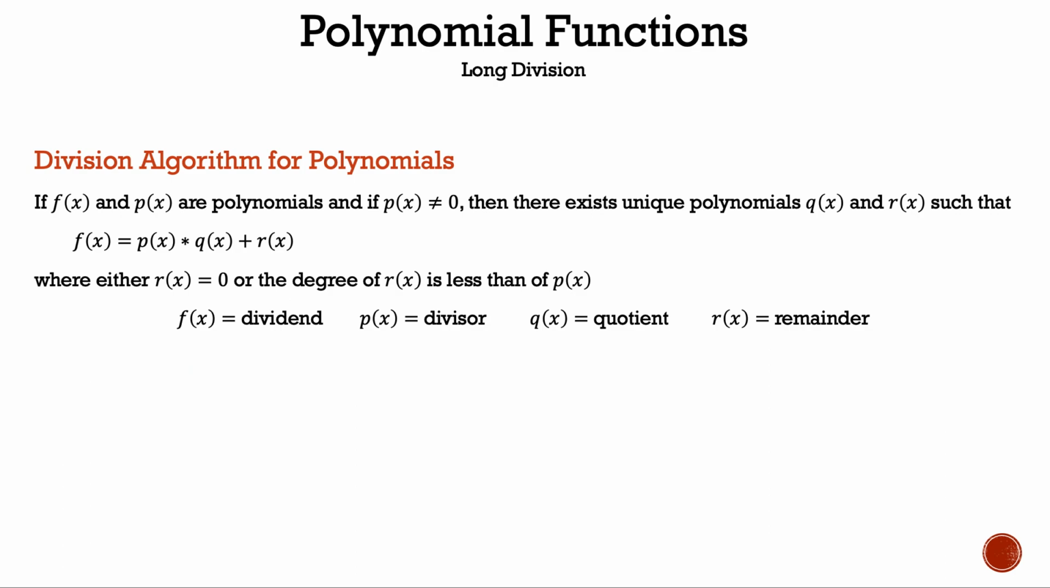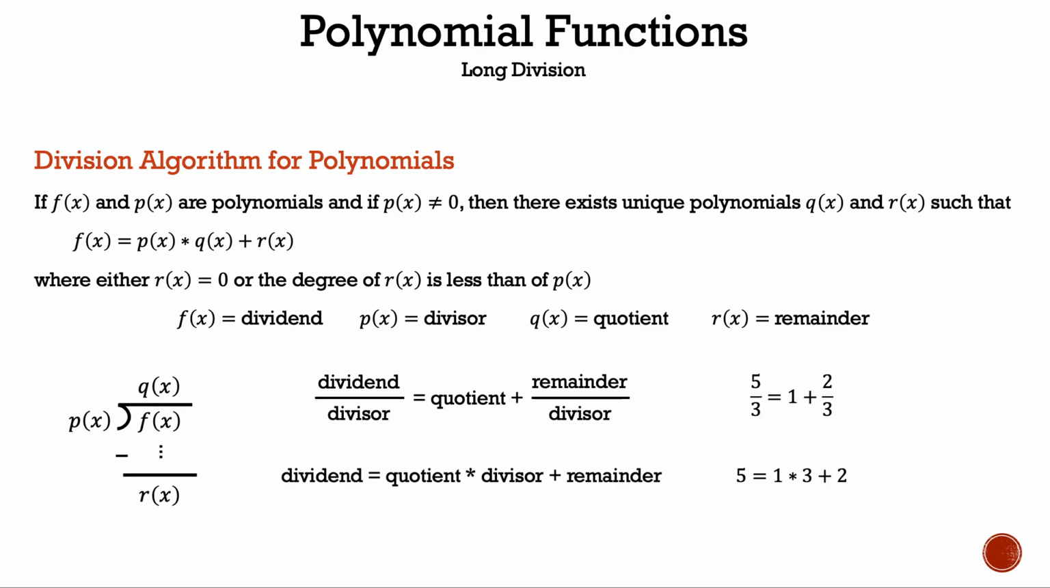Now, let's take a look at the division algorithm for polynomials. If f of x and p of x are polynomials, and if p of x does not equal 0, then there exist unique polynomials q of x and r of x such that f of x is equal to p of x times q of x plus r of x, where either r of x is equal to 0 or the degree of r of x is less than the degree of p of x, where f of x is the dividend, p of x is the divisor, q of x is the quotient, and r of x is the remainder.